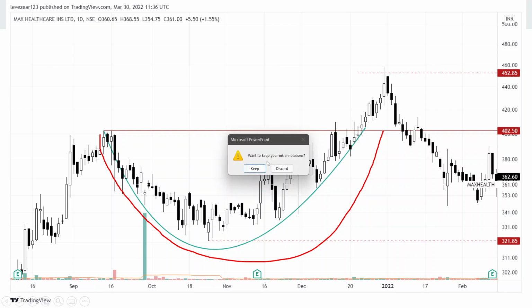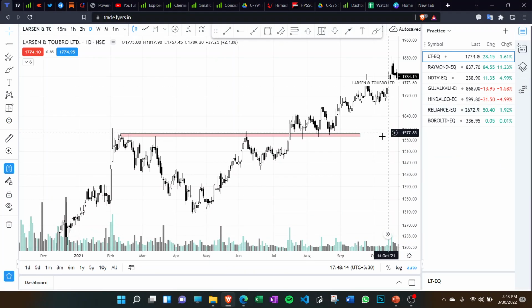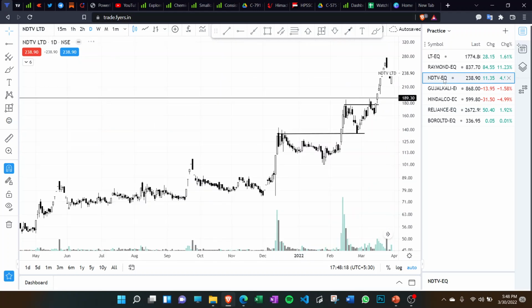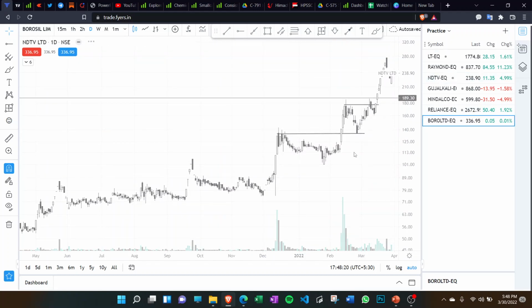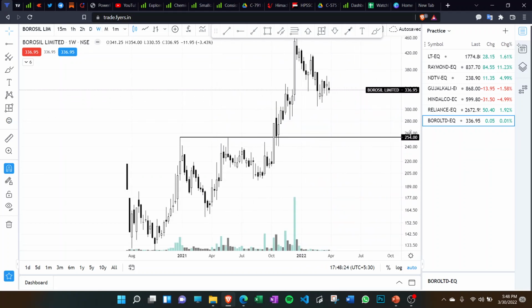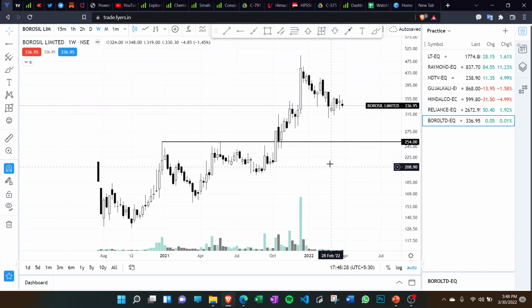So now let's take a look at a few examples and how to calculate the target. Let's start with this one. As I said, it can be on a daily chart or on a weekly chart. This is the chart of Borosil Limited, and as you can see here, it is formed on the weekly chart.